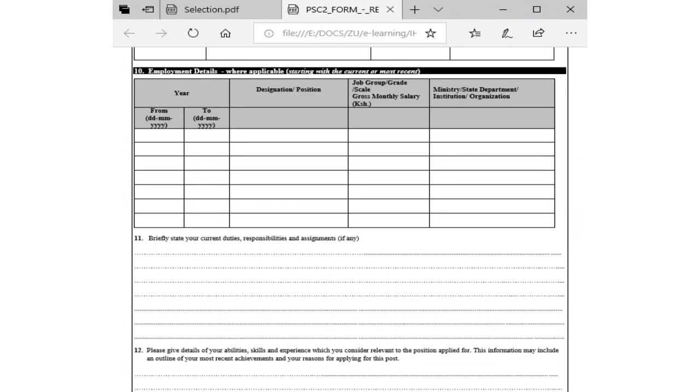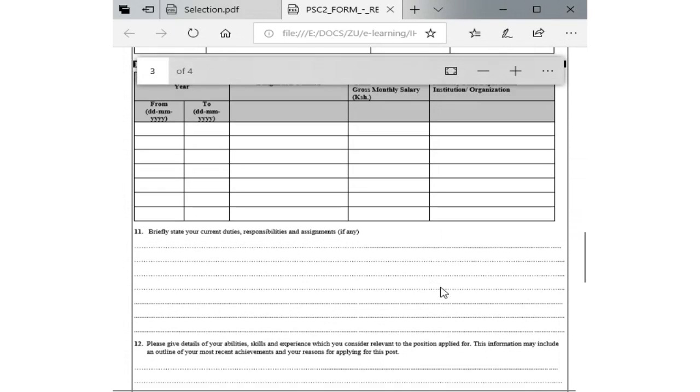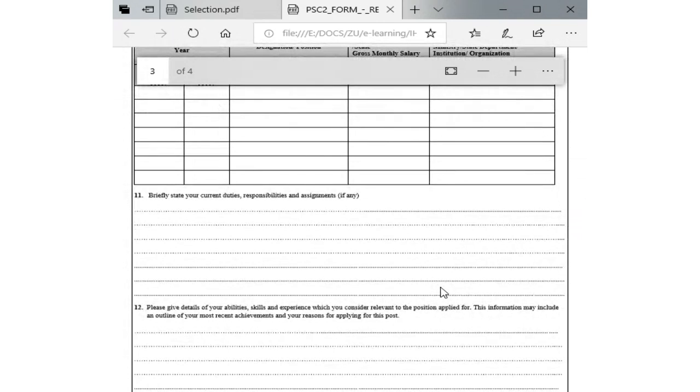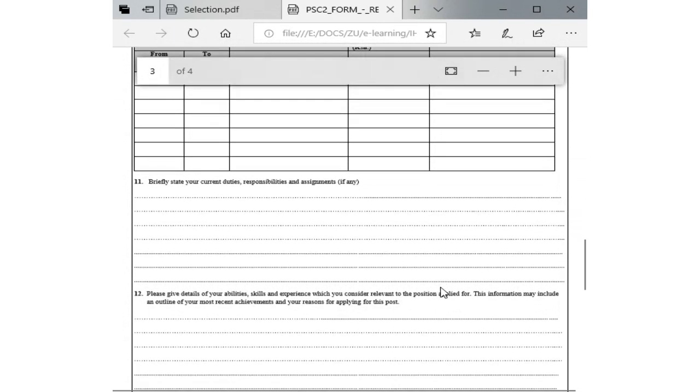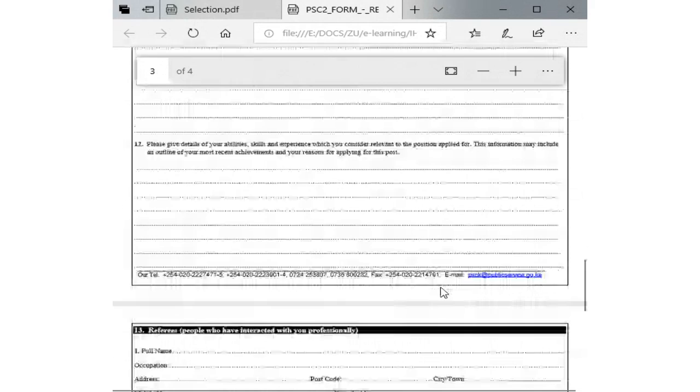Then we also have the next part of it. After looking at the employment, now the other questions that you will be asked down the line. Briefly state your current details, so the duties, responsibilities, and assignments, if any. That is, if you're employed, give us the kind of duties you are doing, your responsibilities, and assignments. Then give details of your abilities, skills, experience. Still, that is part of our form.